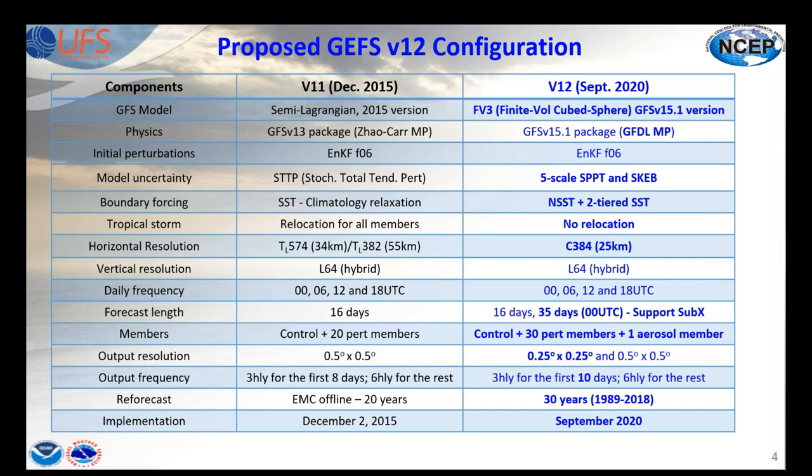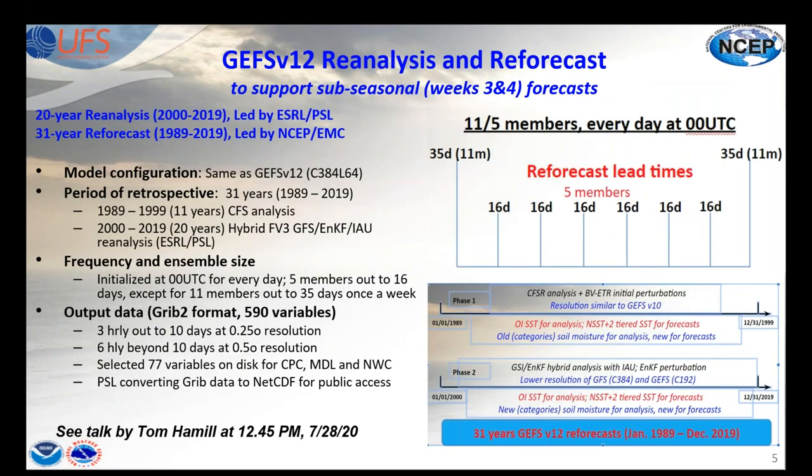The number of ensemble members in the system are increased from 20 to 30. And we also have one more member added to couple the ESRL model. So total 32 members. The output resolution will be increased to quarter degree. And the first 10 days, every 3-hour output. And for rest of the forecast length, 6-hourly. We did the reforecast for 30 years, actually 32 years, if you include 2019 and 2020. And the planned implementation date is September 14, 2020.